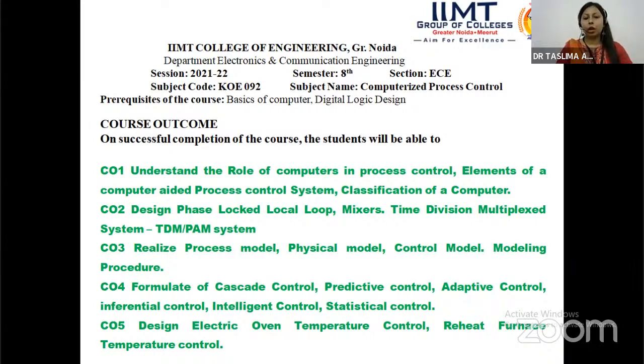Actually, how we use computer process control nowadays is the main part of this topic. Everyone knows that before 2000 the electric oven system did not use an automatic control system, but after that computer systems were invented, and we use different types of microcontrollers for handling this type of system.